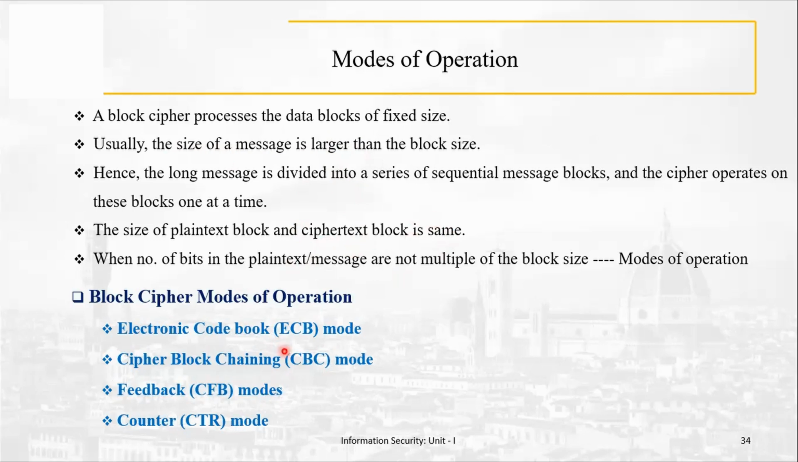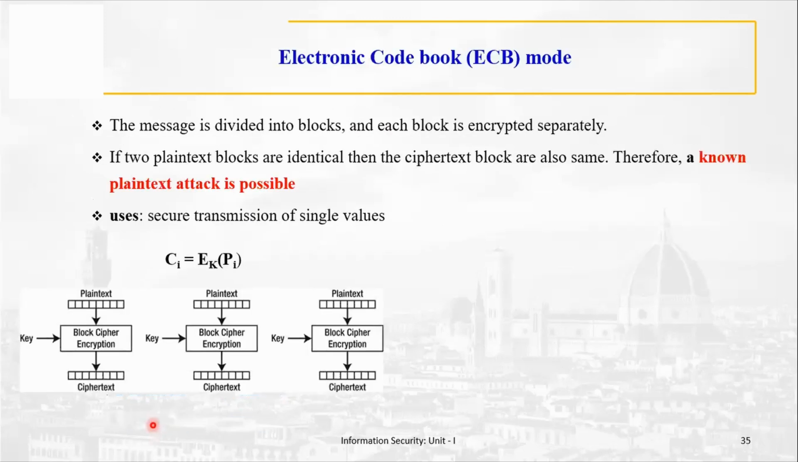Let me go back to these four operations. The first one is electronic code book, called ECB mode. The second mode is cipher block chaining, where there is a chain operation which happens in the cryptography. Then feedback and counter. We'll see them one by one. So let us study what is electronic code book.